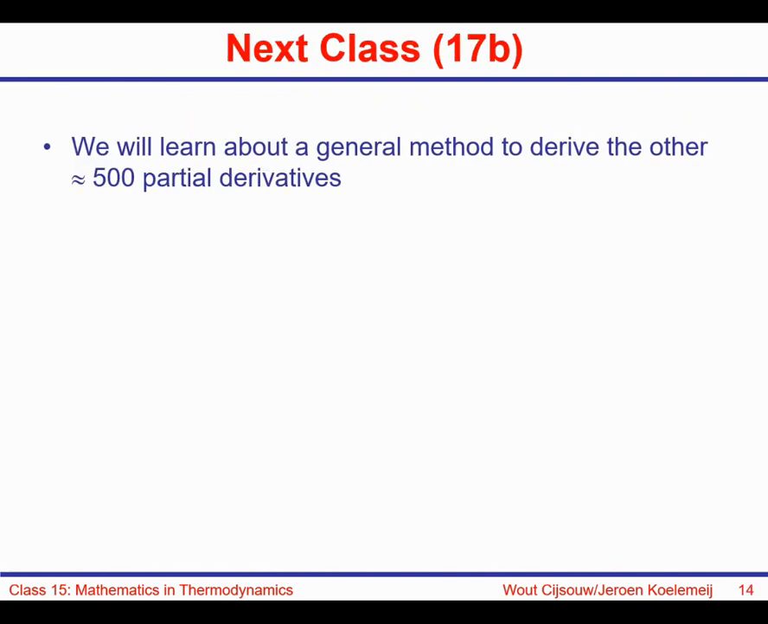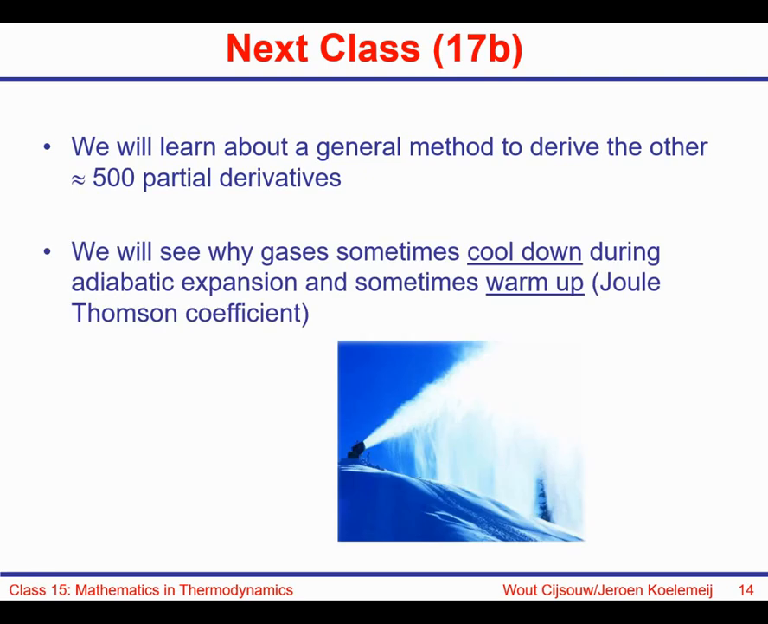So coming up in the next class, 17b, we will finally learn about this long-awaited general method to derive any of the 500 remaining partial derivatives. And we will also understand why some gases cool down while they undergo adiabatic expansion, and sometimes they warm up, which is related to the Joule-Thomson effect. And it's one of the phenomena that allows you, for example, to cover skiing slopes with snow, even if there's no snow falling from the sky.